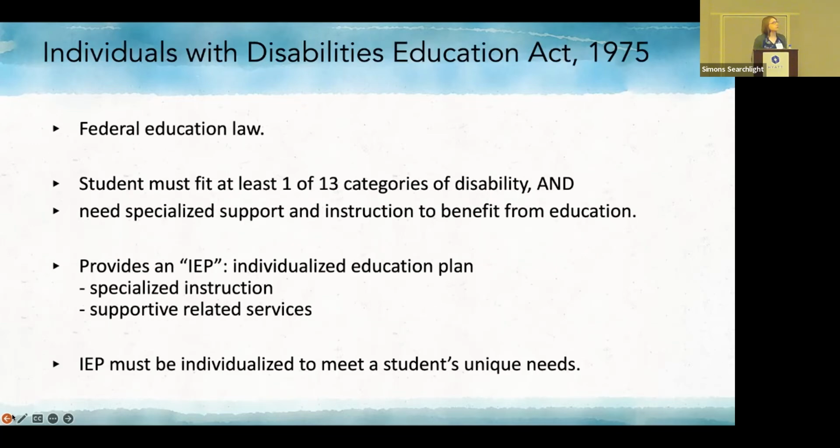And then what you're probably more familiar with is the Individuals with Disabilities Education Act, IDEA, which is our federal special education law. And it says that if a student meets one of these categories of disability that are specified in the law, and I'll show you what those are in a minute, and they need specialized support and instruction in order to be able to benefit from education, then they qualify to receive an IEP and get those specialized supports. And the IEP has to be individualized to meet the student's needs.